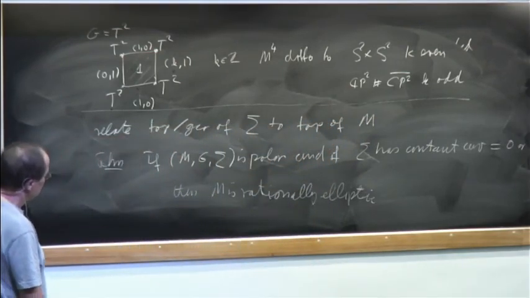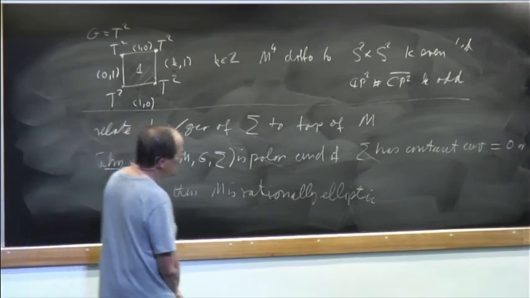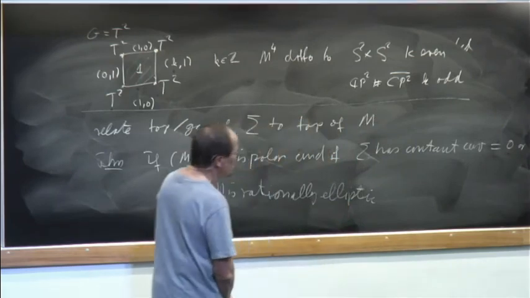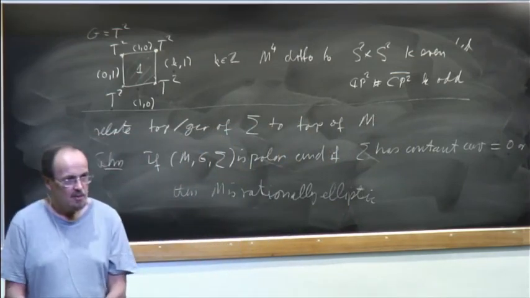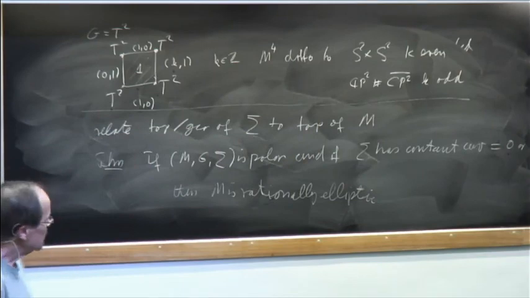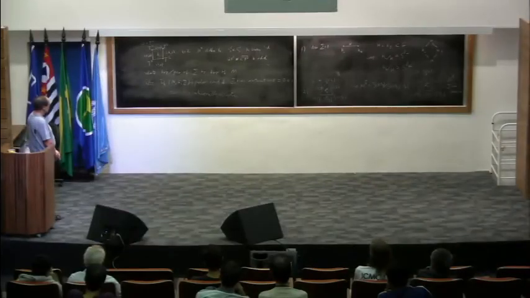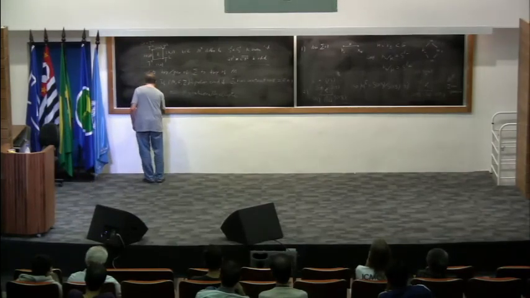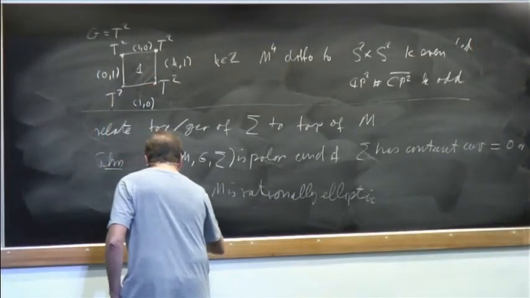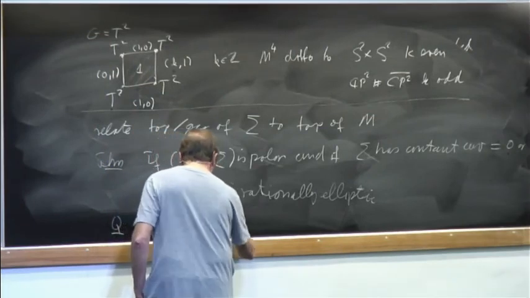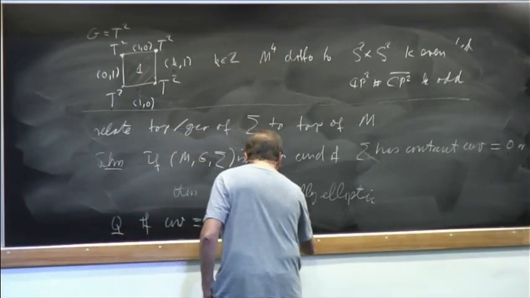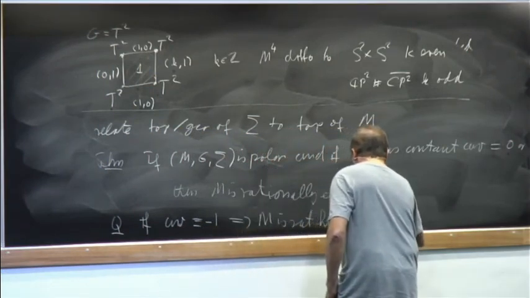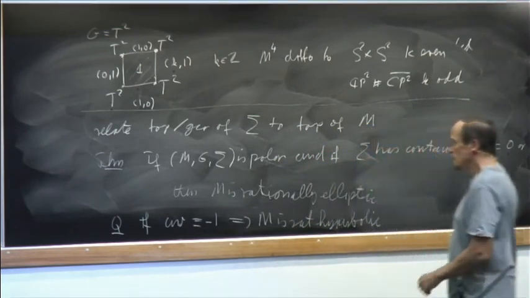Remember that if the section is two-dimensional, I can assume it has constant curvature, and then this is a very special case where the manifold must be rationally elliptic. Generically, your section is going to be a surface of higher genus, and then you would expect the manifold to be rationally hyperbolic, although we don't know that yet. So the question is: if the curvature is constant equal to minus 1, does this imply that M is rationally hyperbolic, in the sense of rational homotopy theory? That we don't know.